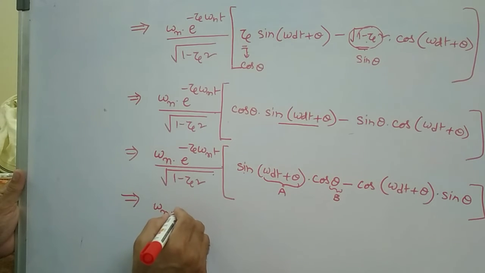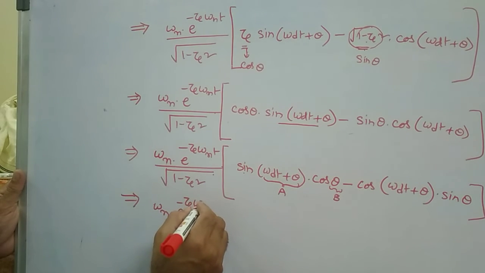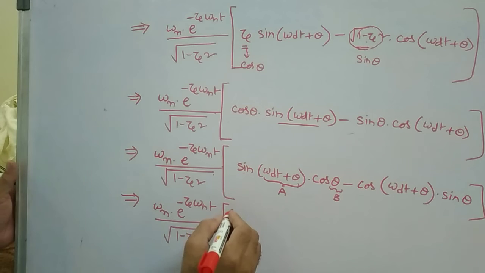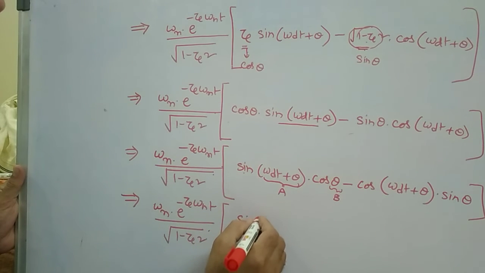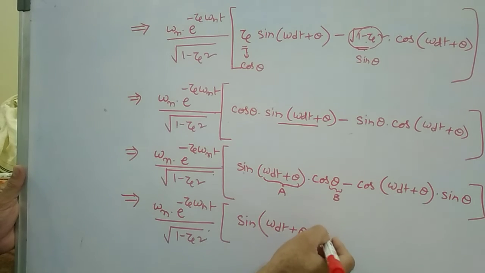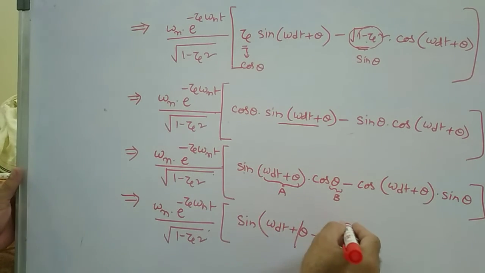Omega n e power minus zeta omega n into t under square root of 1 minus zeta square. Now I can write this as sin of a minus b. So what is a? It is omega dt plus theta. This is a. What is b? B is theta again. This theta will be cancelled out. What is there actually now? I can write this in the next step.